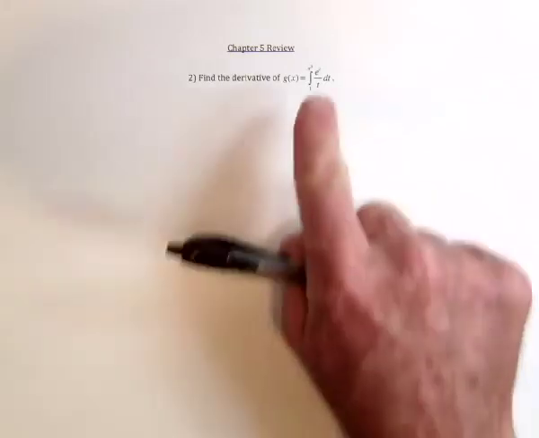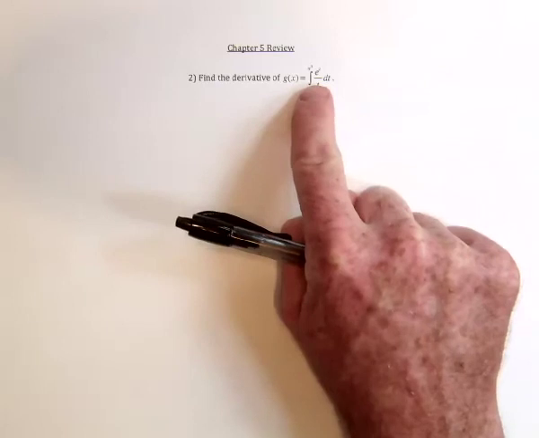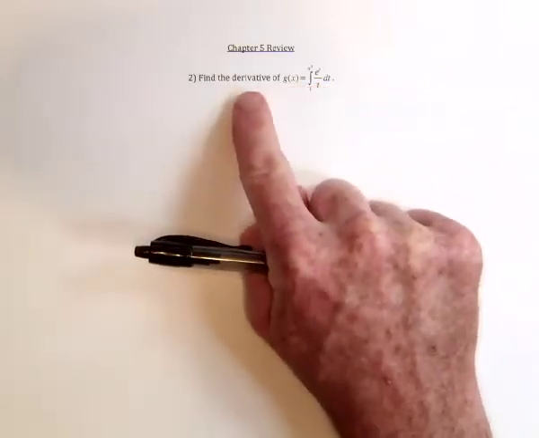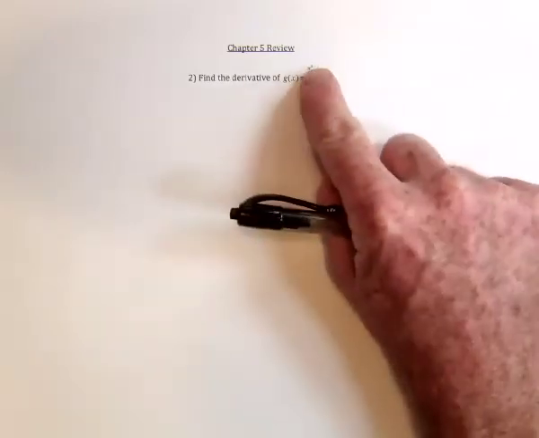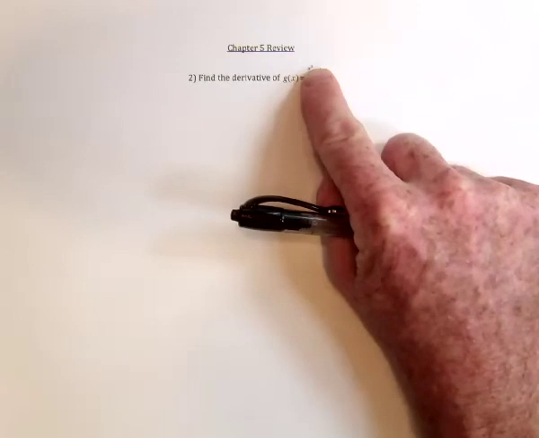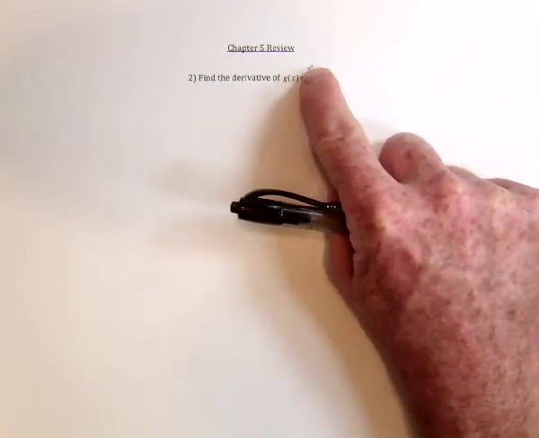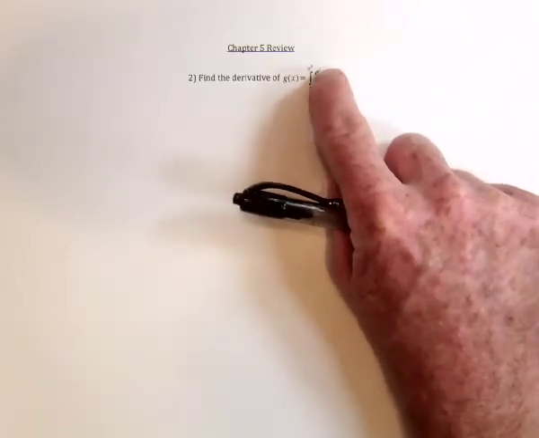Well, this is a demonstration of the fundamental theorem of calculus. It says integrate some function and then find the derivative of that, and the two are going to cancel each other out. Well, there is one small detail, and that is that this itself is not just the variable x, but this is the function x cubed. So we're going to be taking that and substituting it into a function.